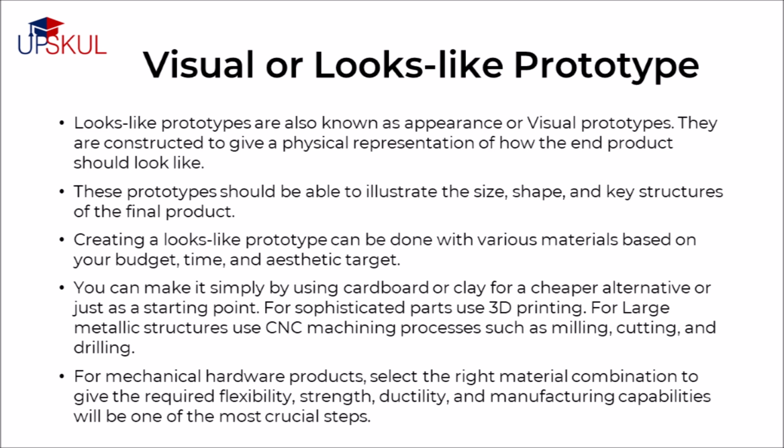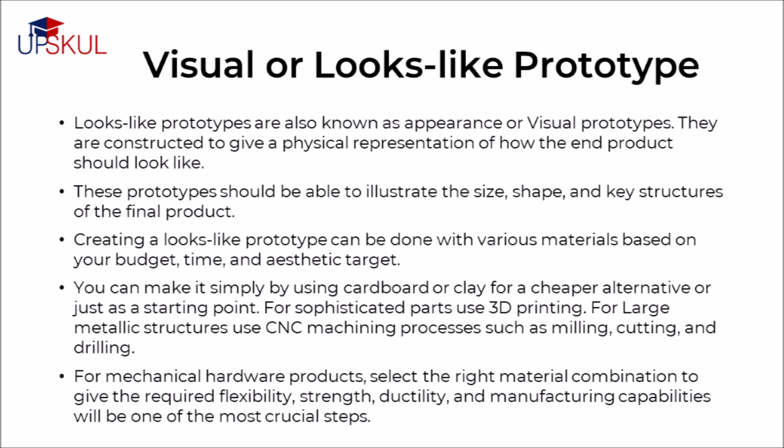Creating a looks-like prototype can be done with various materials based on your budget, time, and aesthetic target. You can make it simply by using cardboard or clay for a cheaper alternative or just as a starting point. Then if you want to create more sophisticated parts, you could construct your product with 3D printing. Larger models and models made out of metal can be prototyped using CNC machining processes such as milling, cutting, and drilling. We will learn about rapid prototyping techniques in our next video.